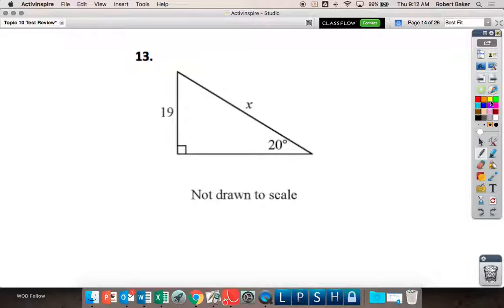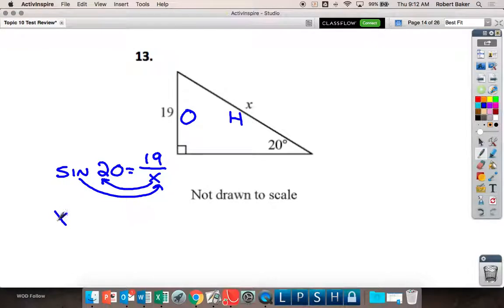What trig function uses 19 and x? Sine, because I have an opposite length and a hypotenuse. So now I have the sine of 20 is equal to the opposite length over the hypotenuse. Oh, there it is again. What happens when there's a variable under the denominator, under the vinculum? They switch places. This goes here, and this goes here.